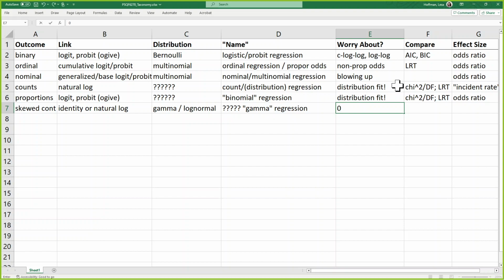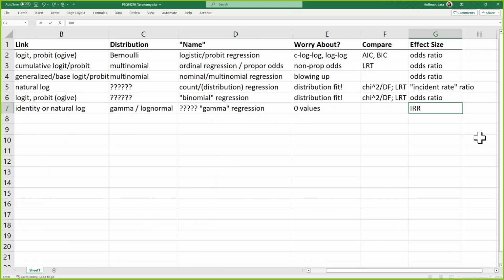I would say in terms of worrying about 0 values, because these are distributions that are strictly positive, so if you have zeros, you need to add a submodel to predict that. And effect sizes can be the incident rate ratios, or they could be R-square kinds of things, because at the point where we have continuous data, we could actually correlate the predicted and actual outcomes.